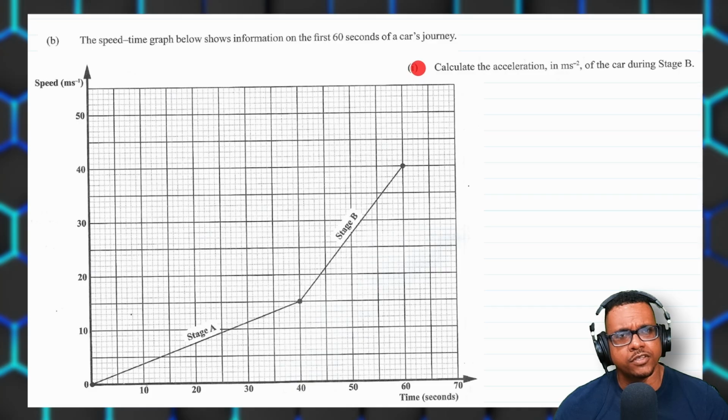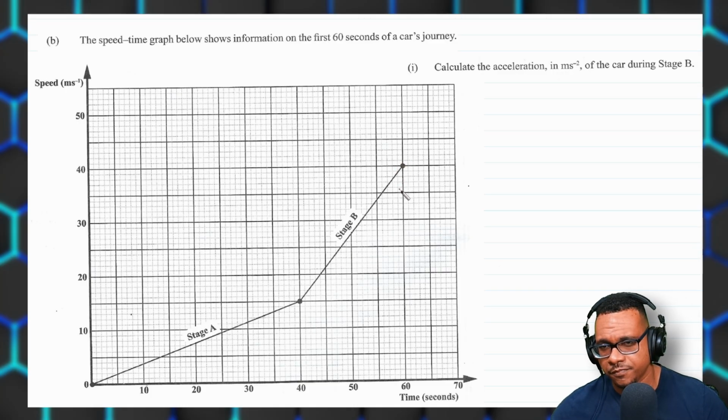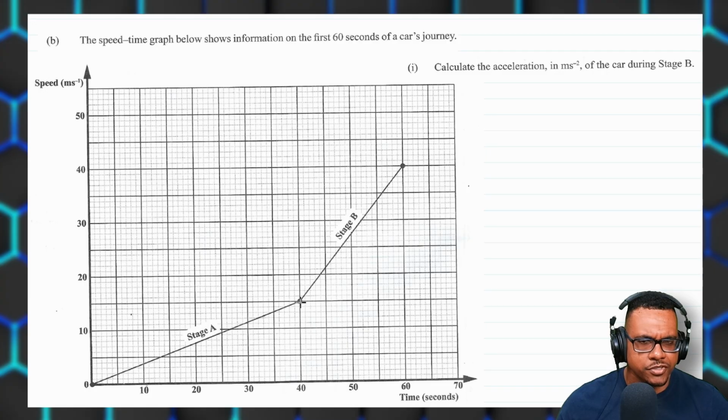Now part 1 of the question, they want us to calculate the acceleration in meters per second squared of the car during stage B. So this is stage B here. And as we know, for a speed time graph, the gradient of the line gives acceleration. So we want the gradient between this point and this point, which is stage B, and that would be equal to the acceleration.